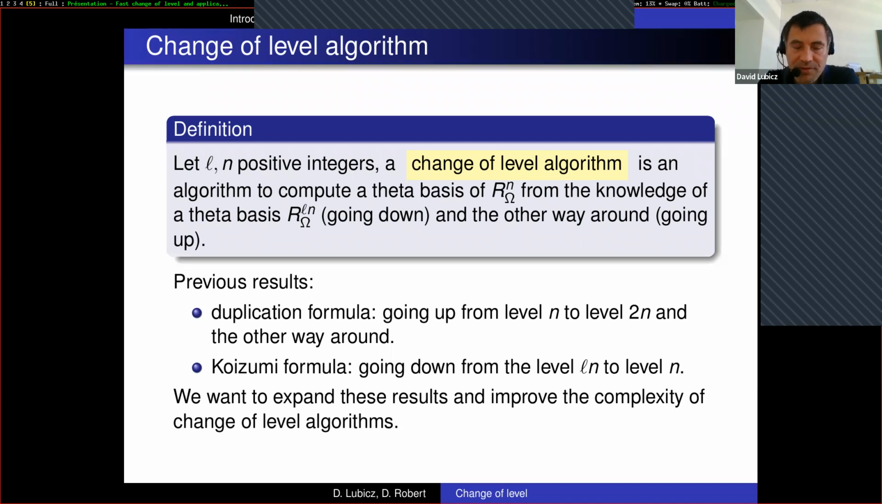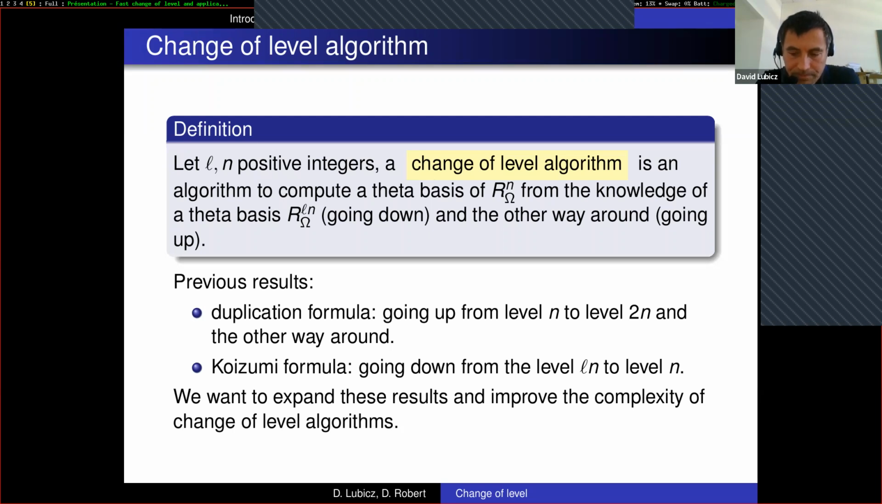So there are previous results in that direction, which take the form of formulas. For instance, the duplication formula, well known and very important for the theory of theta functions, can be seen as a formula to go from level n to level 2n and the other way around. And there is a generalization of the duplication formula, due to Koizumi, which can be specialized to obtain a formula to go down from level Ln to level n.